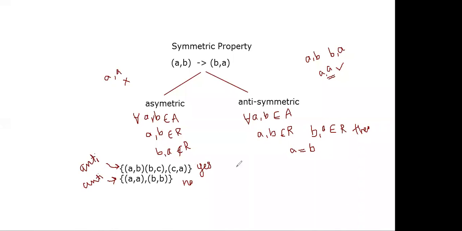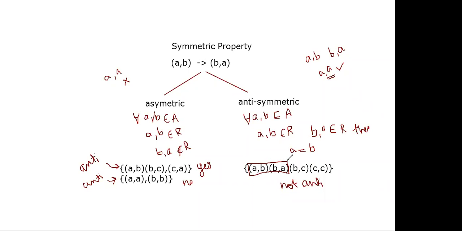Now let's see one example where it is not anti-symmetric: (a, b), (b, a), (c, c). This is not anti-symmetric. The reason is that (a, b) is there and (b, a) is also there. Because of this condition, it is not eligible to be an anti-symmetric relation.